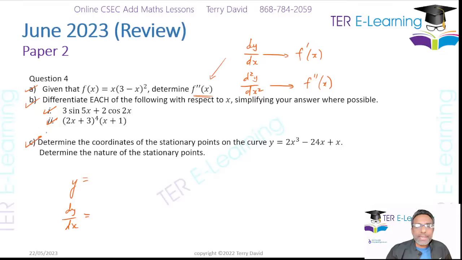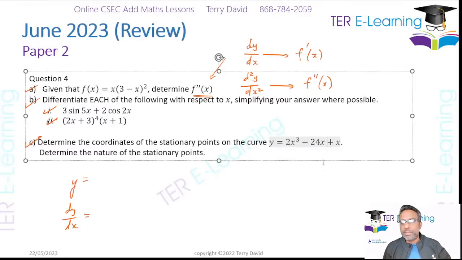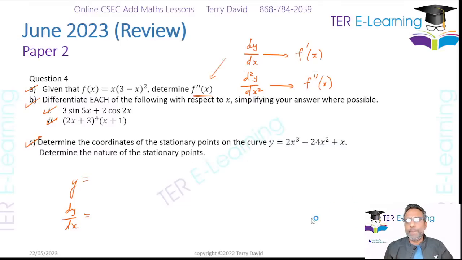The last part here: determine the coordinates of the stationary points on the curve. So this is something that we can get in an exam question. One second. Let's make sure it's correct here, guys. Hold on a second.